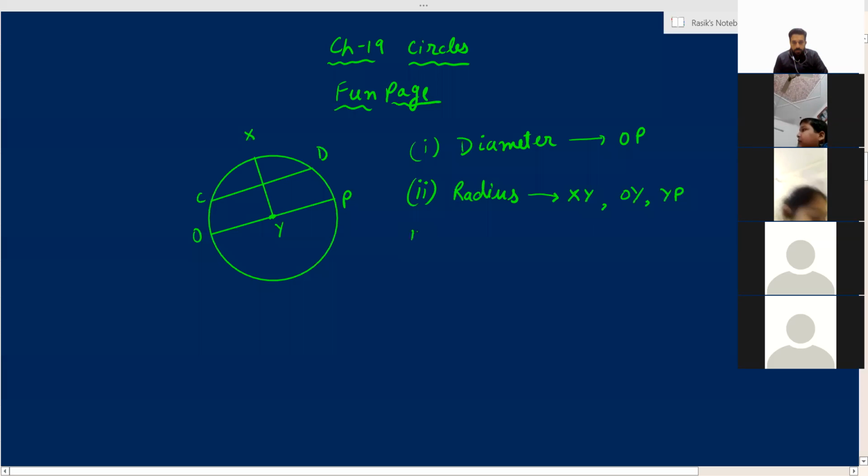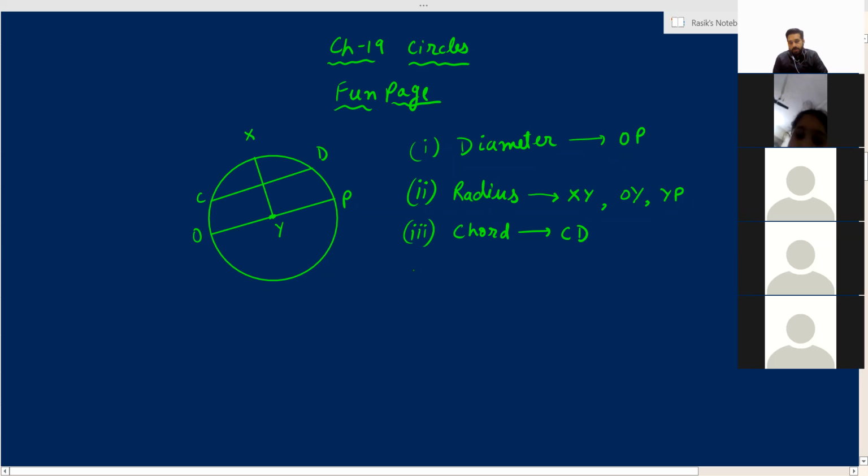Third part, name any one chord in the circle. Sir, CD is a chord. CD is a chord in the circle. In fact, OP is also a chord. Can we say OP is also a chord? Yes, sir. OP is a diameter as well as a chord. The longest chord of the circle is known as the diameter of the circle.